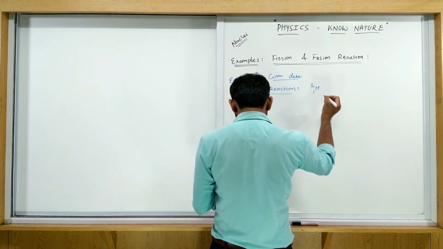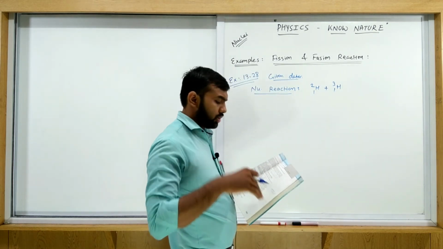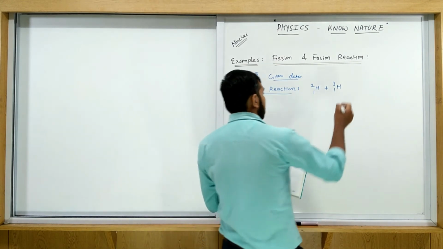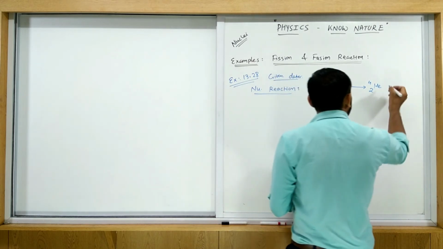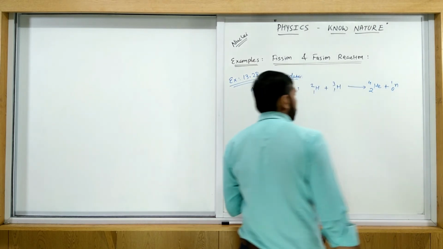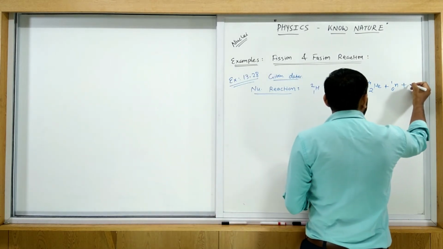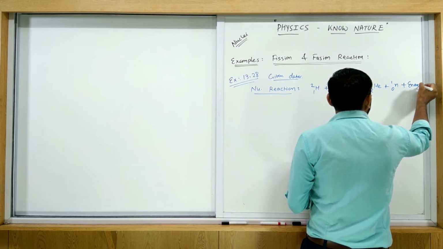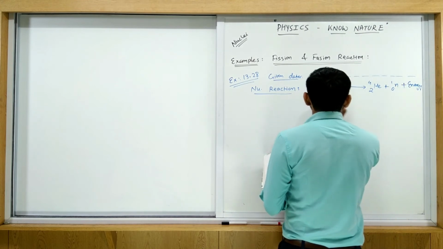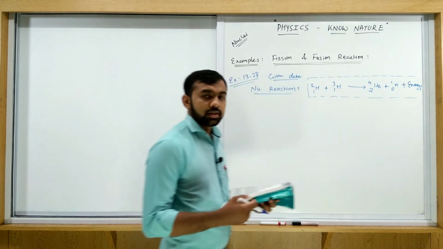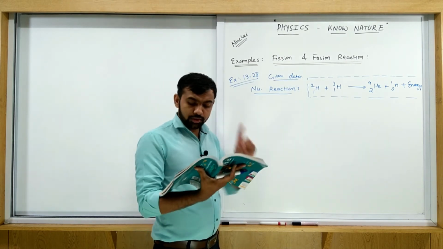1H2 plus 1H3. 1H2 plus 1H3 is transformed into helium, 2He4, and one neutron, 0n1, is released, and during this process some energy is also released. So this is the nuclear reaction which is given here. So we have to calculate some data from this reaction. What is the first problem?